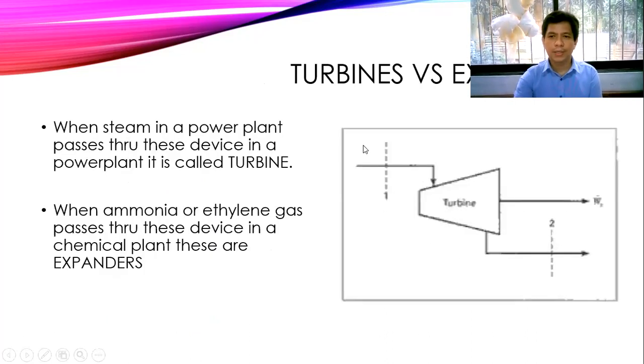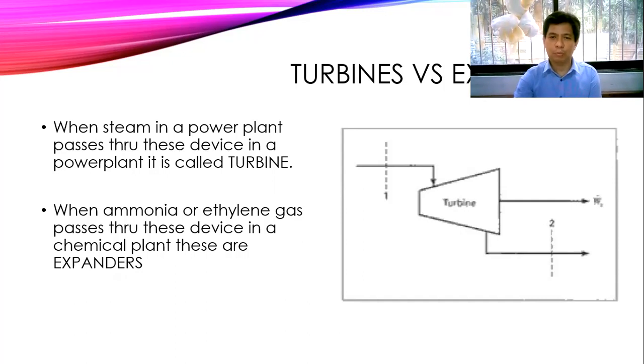So, sa Aspen HYSYS, no, you won't usually find turbine. Sa chemical engineering, usually ang ginagamit nilang term sa turbine ay expander. So, sabi ni Banes, whenever steam is passing through such a device, no, the term that is properly used is turbine. Pero whenever, halimbawa, ammonia or other chemicals like ethylene gas is passed through such a device, no, this device is known as expander. So as you can see, expander kasi generally bumababa yung pressure, nung gas, ng chemicals.